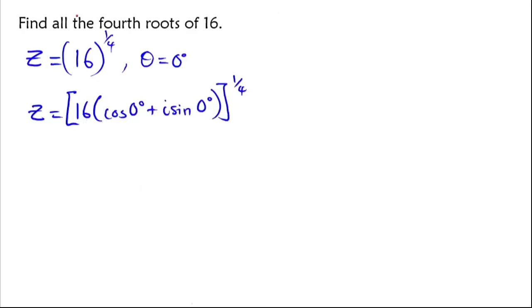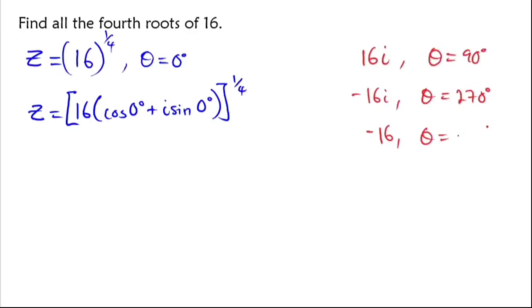Now, what if this was a complex number, for example, 16i? We know that if it's i on the Argand diagram, the theta for positive i will be 90 degrees. If it's negative i, like this, then our theta will be 270 because it's pointing downwards. If it's negative real, then theta will be 180. So it's just all about the direction that it's taking.